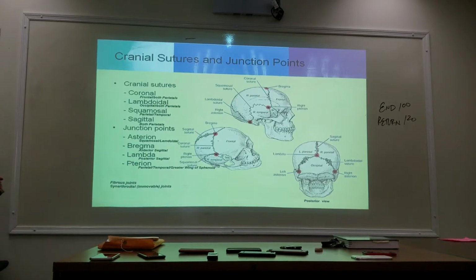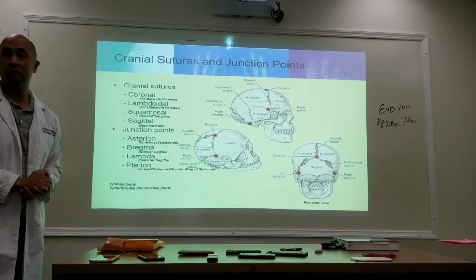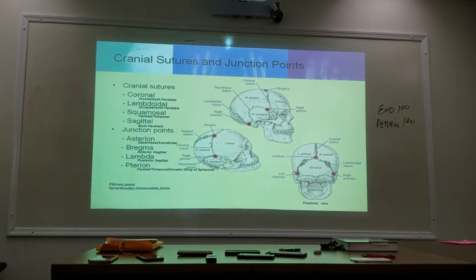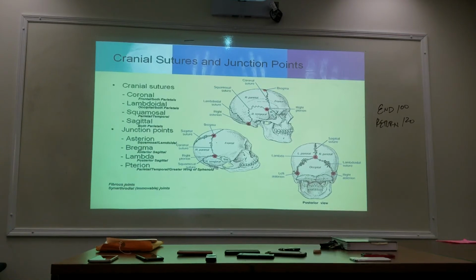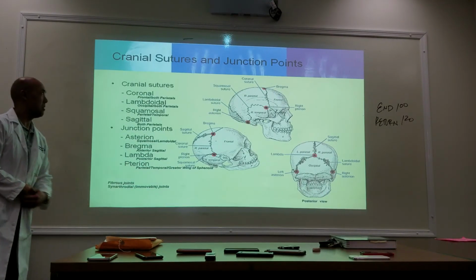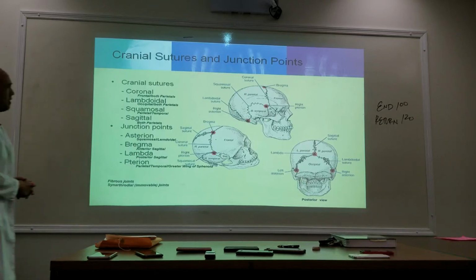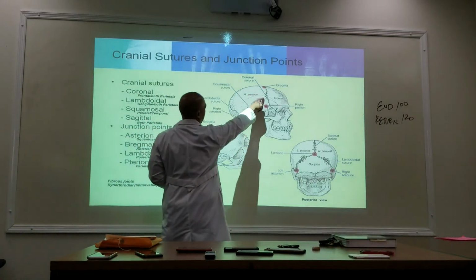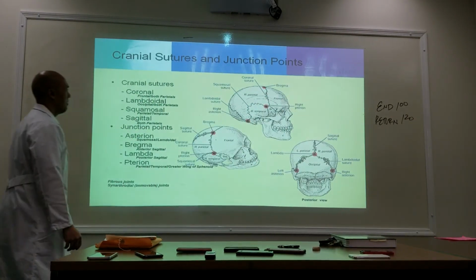All right, so let's talk about the cranial sutures. The sutures are essentially referring to the joints of the different bones in your skull. They are fibrous joints. They are synarthrodial, or immovable. So the first cranial suture is the coronal, right here. This is the coronal, and it separates the frontal from the parietals.